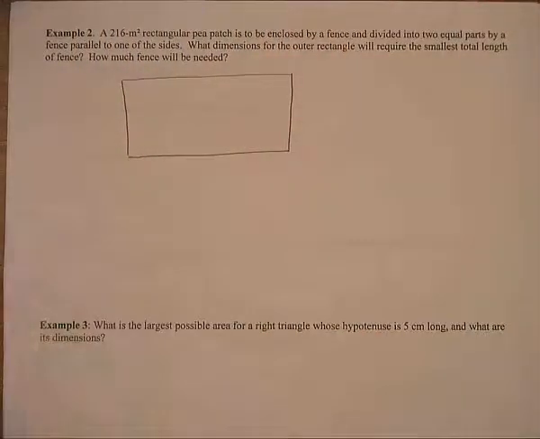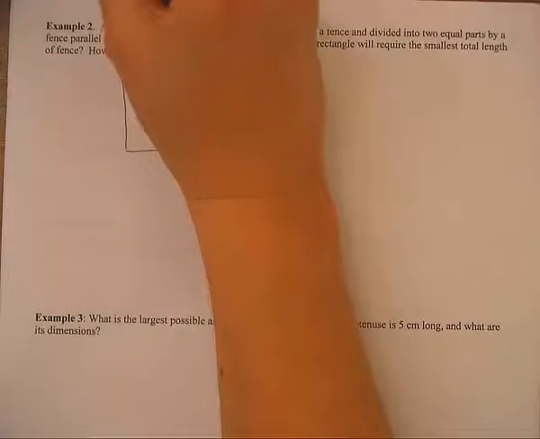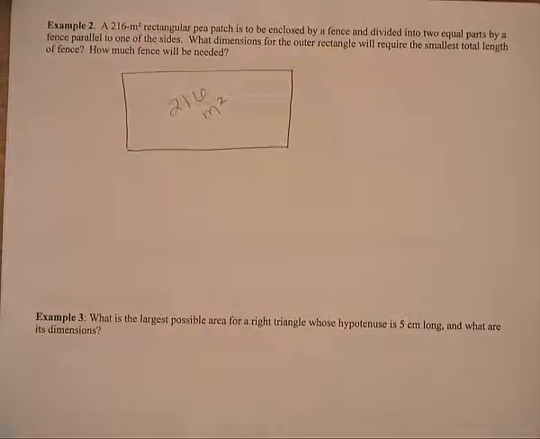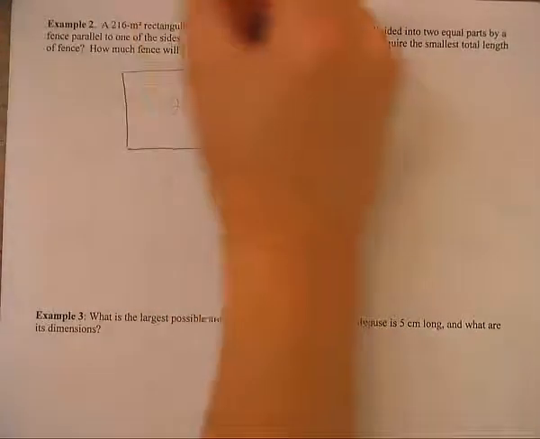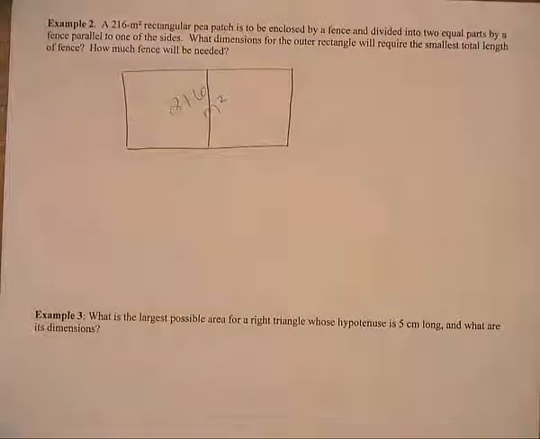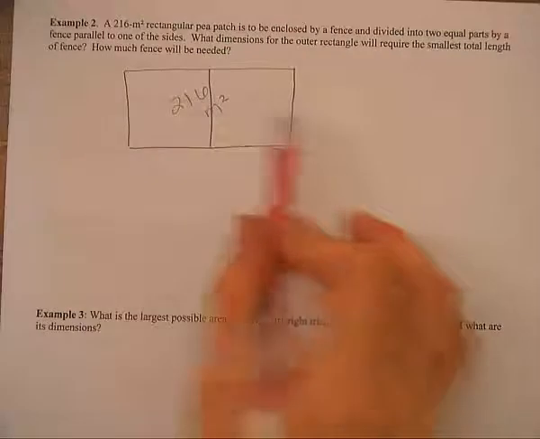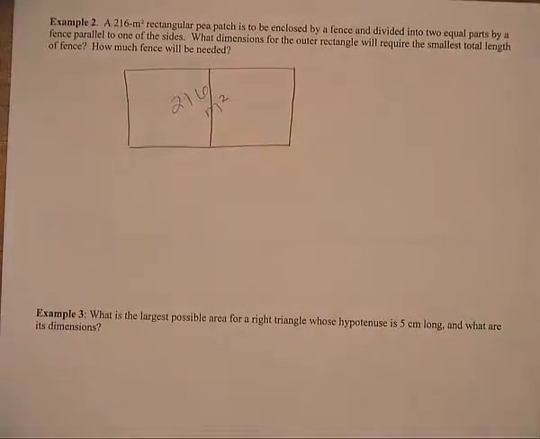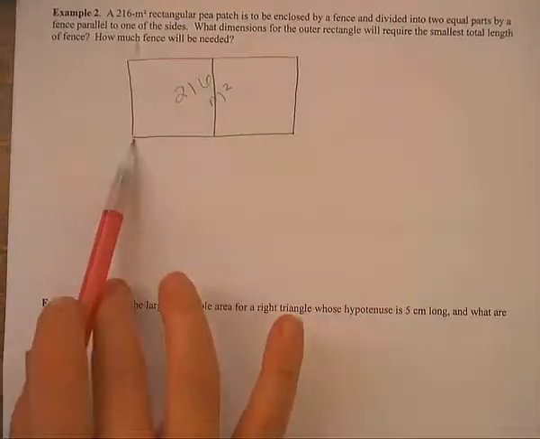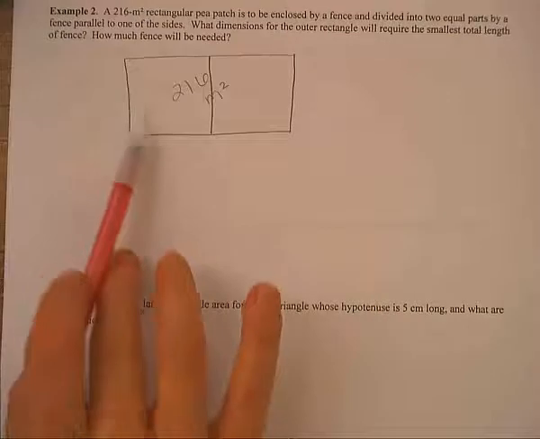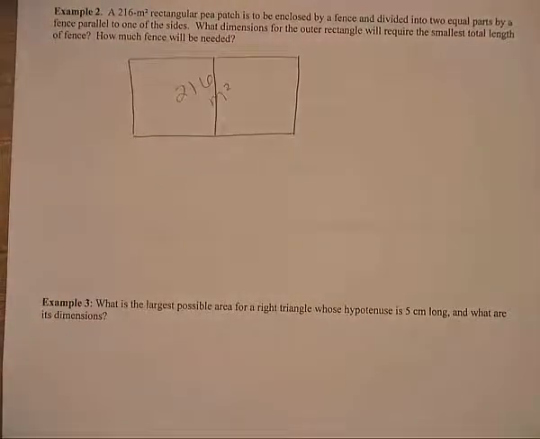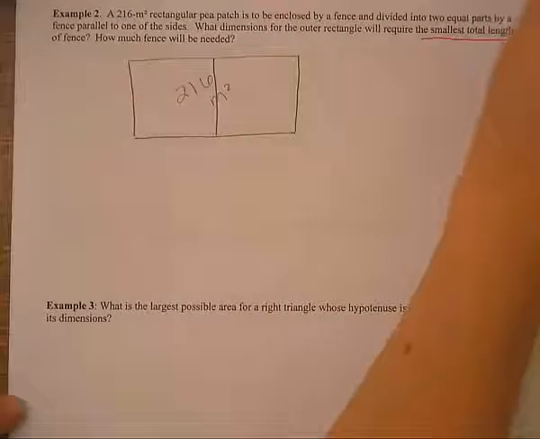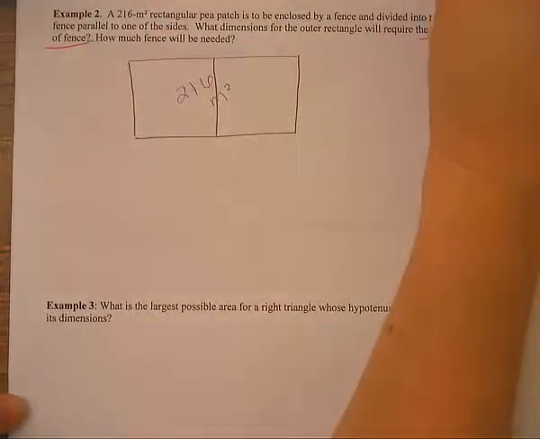I know that the area of this rectangular pea patch is 216 meters squared. I also know that it's going to be divided into 2 equal parts. I could either go this way or that way. It doesn't really matter. I'll just go that way. And yeah, because the fence has to be parallel to one of the sides. So it could either be that side or this side. What dimensions for the outer rectangle? So we want to find this and that. The total length and the total width of the outer rectangle will require the smallest total length of fence. So that means we want to find the minimum of perimeter.